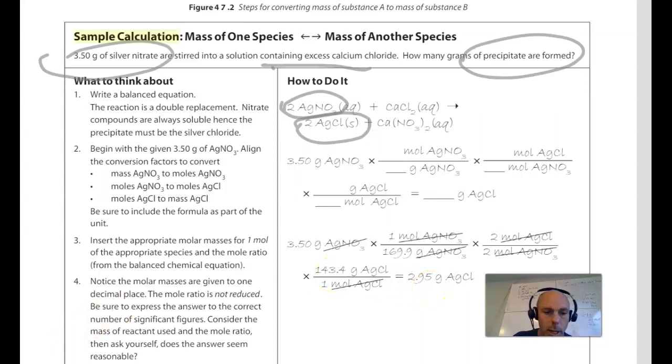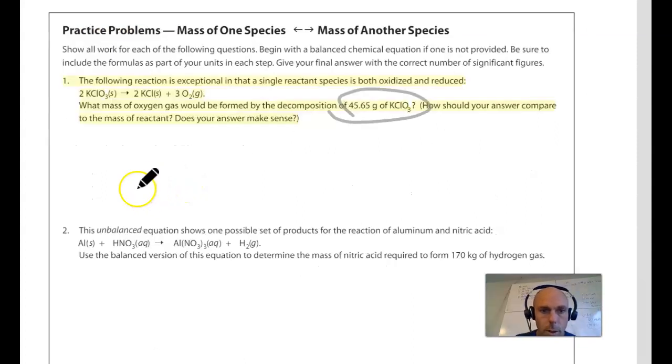All right, we're going to flip our page, give you a chance to do a practice problem on your own, and then I'll solve it so you can see how. So here's the problem I'd like you to do. We got potassium chlorate decomposing into potassium chloride and oxygen gas. You got 45.65 grams of potassium chlorate that's decomposing. We want to figure out the mass of oxygen gas formed.